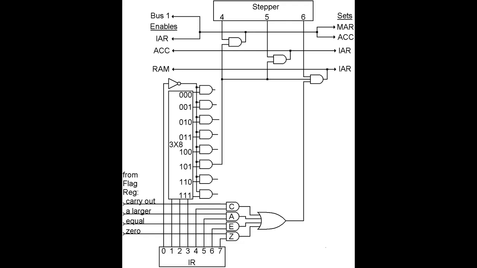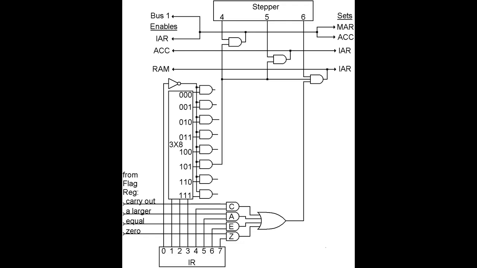Steps 4 and 5 in these instructions are exactly the same as steps 4 and 6 in the data instruction. We set MAR to IAR in order to prepare to get our address byte, and we also increment the IAR in case we don't jump and need to continue normally. In step 6, we enable RAM to send our address to the bus.